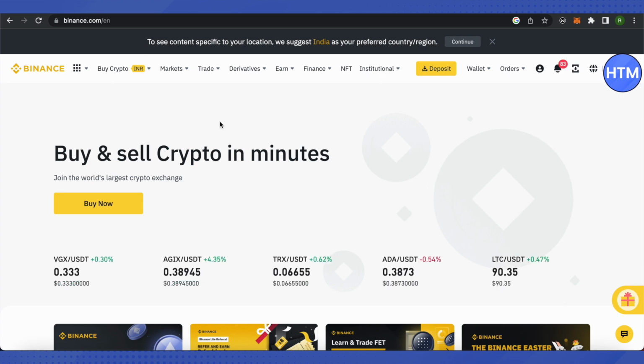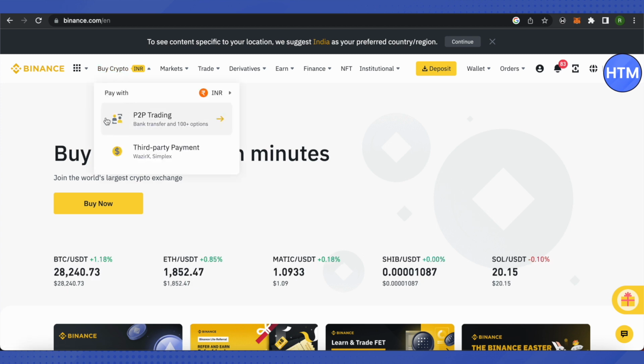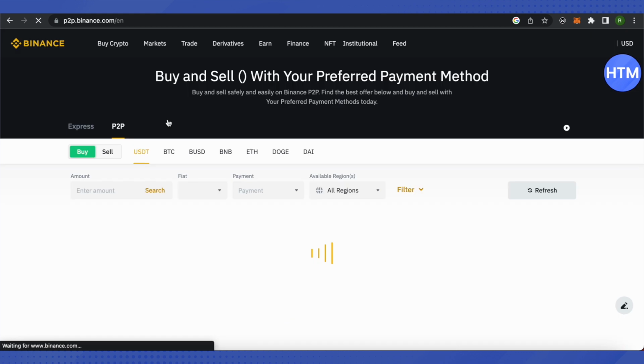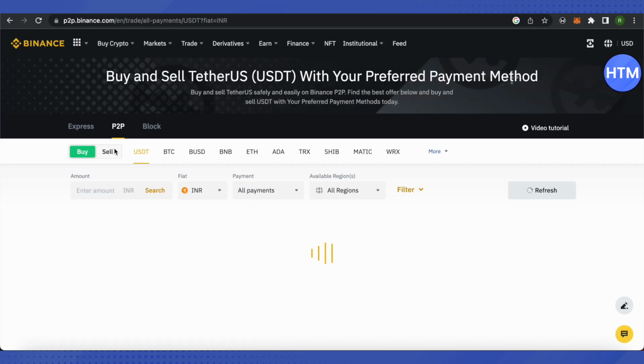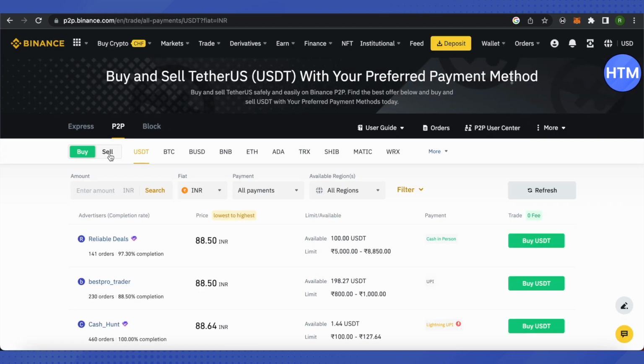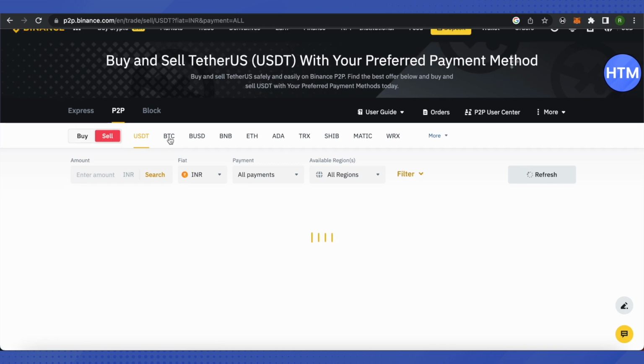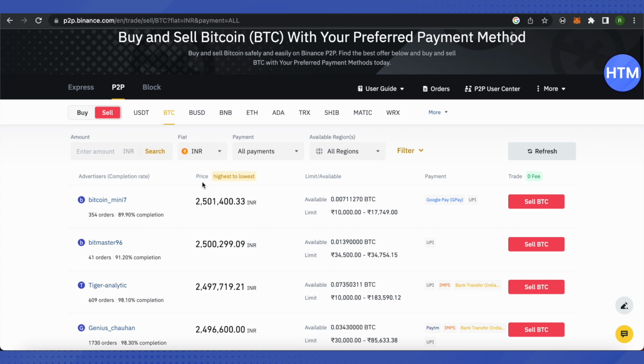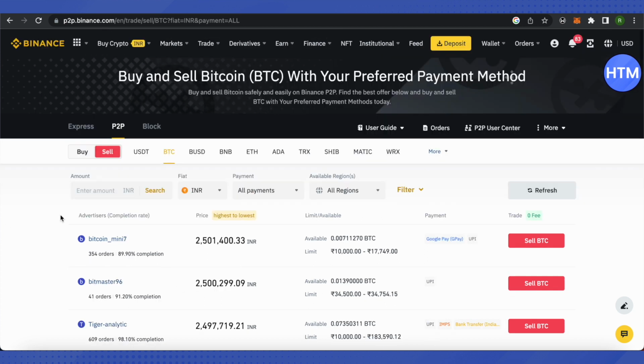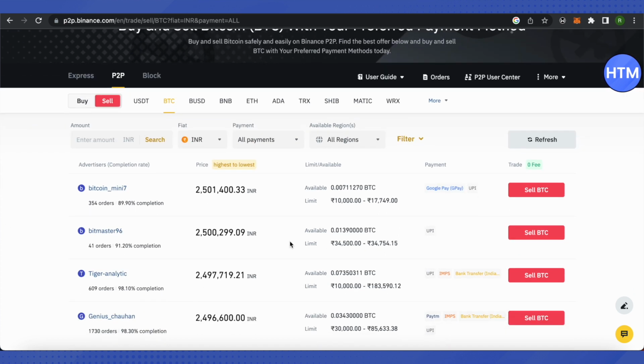So if you directly want to sell the Bitcoin for your country's currency, then you can just simply go to P2P trading, just click on it, and here select this option of sell. After that select Bitcoin and then your country's currency over here, and then search for a person who is buying Bitcoin from you and will sell you the currency of your country.